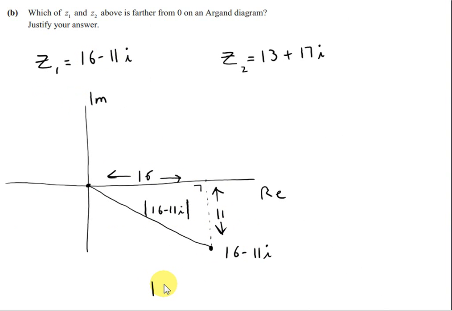So the modulus of 16 minus 11i is the square root of 16 squared plus 11 squared. That's just Pythagoras' theorem. You can just remember to square each of these. Square the real part, square the imaginary part. Doesn't matter about the minus sign. If we square a negative number, it's the same as squaring the positive number. This will always work out to be positive. So that's the distance of the complex number to the origin.